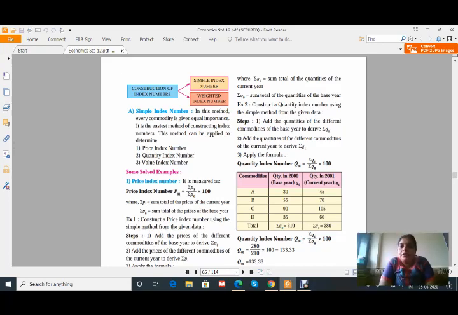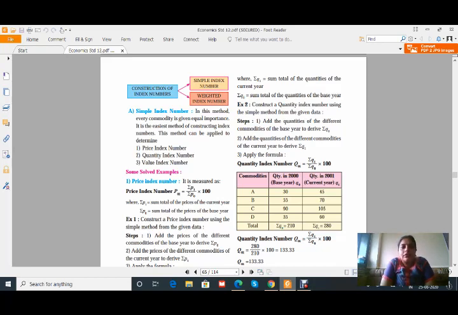Let us start with the next topic, the construction of index numbers. In the previous lecture, we have seen the theoretical portion. Today we have to see the examples regarding this. Okay, the construction of index numbers.